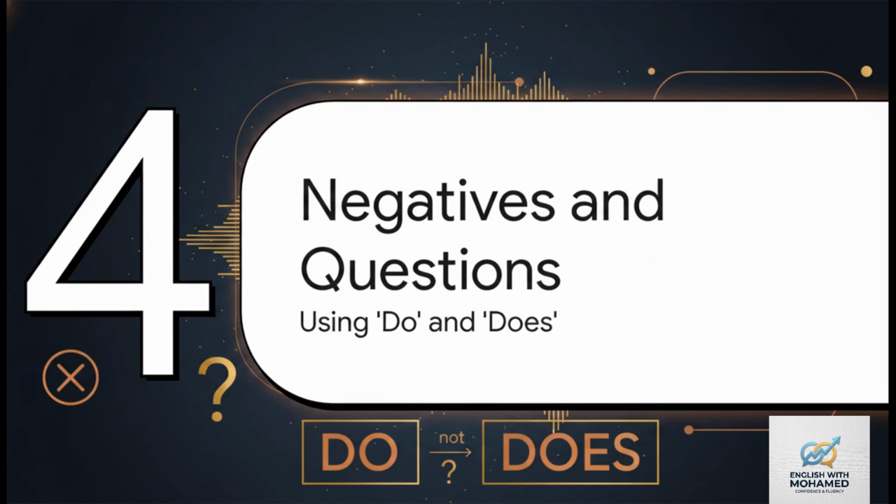Now let's flip the script. How do we say no or ask a question? Well, to do that, we need to call in some backup. And our backup comes in the form of two powerful little words, do and does.